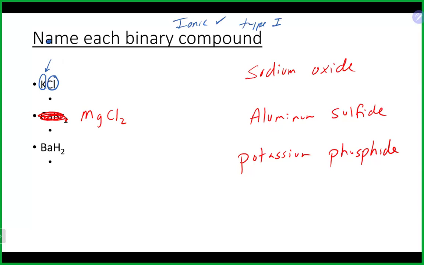Once we determine that, we could just go with the whole name of the metal, which would be potassium. And the chlorine now will become chloride, right? With IDE at the end of it. This is made up of two ions. Potassium is +1 because it's group number 1. That's the cation, right?